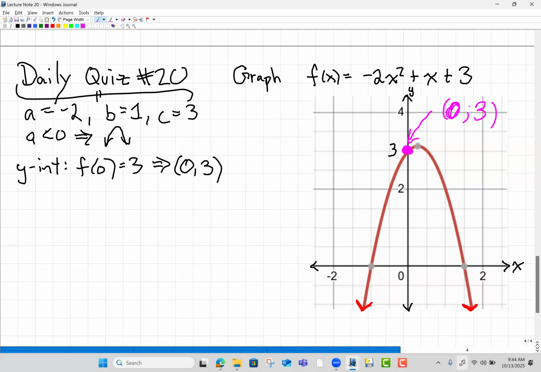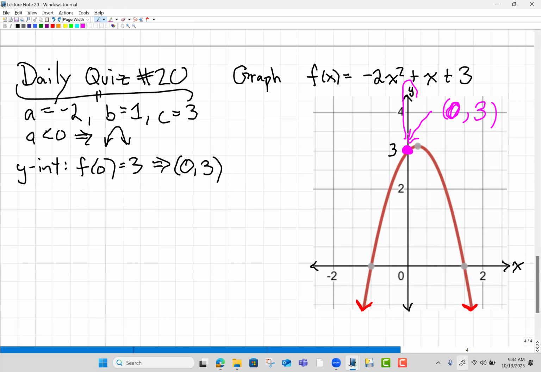Where'd you get that? Yeah, so right here. Every point right here on this y-axis, x is equal to 0, right? Because we haven't gone to the right or to the left. Make sense?